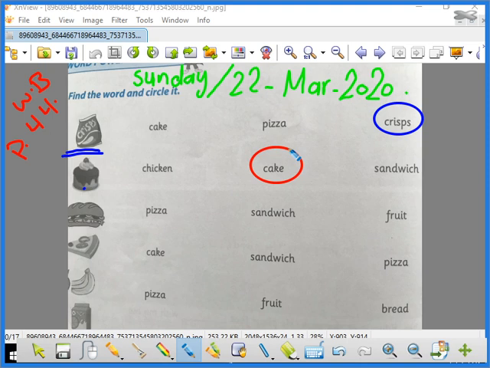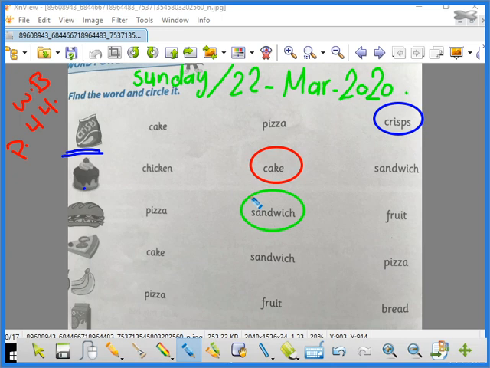Number 3. Pizza, sandwich, and fruit. 3, 2, 1. What's this? Yes, it's a sandwich. Excellent.